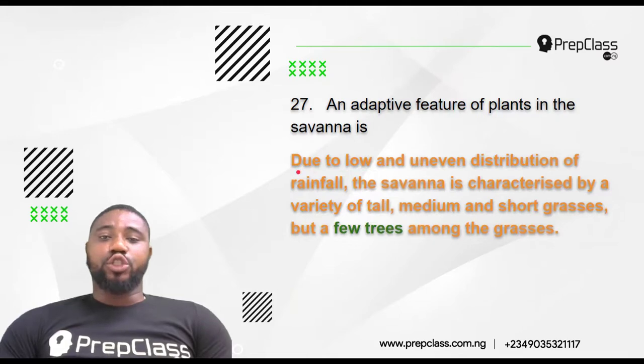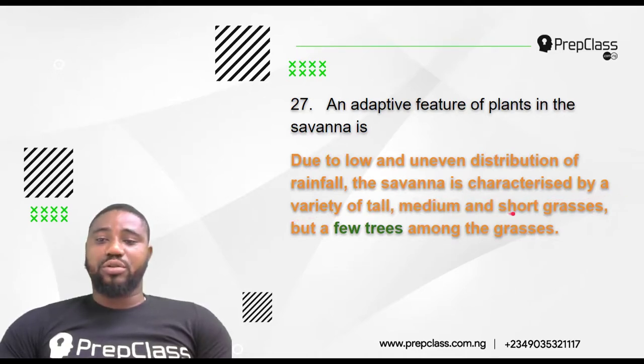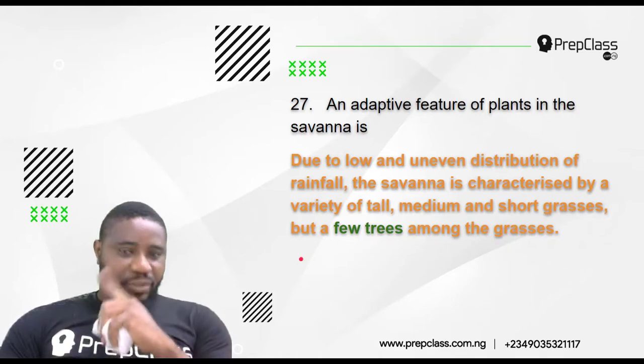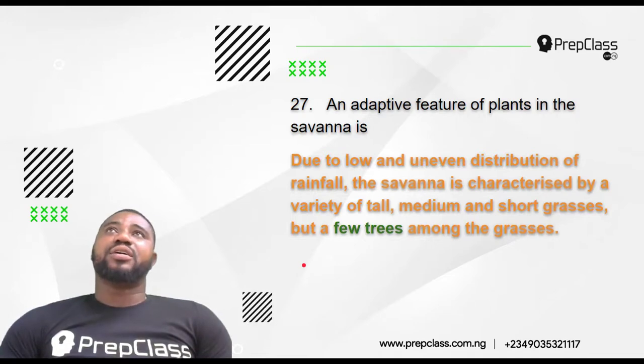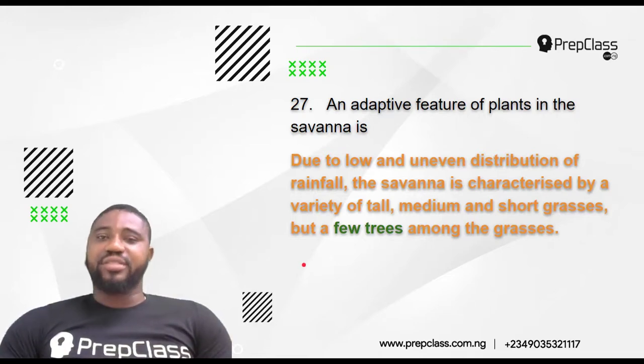Now I said that due to low and uneven distribution of rainfall, the savannah is characterized by a variety of tall, medium, and short grasses, but a few trees among the grasses. The savannah doesn't have consistent rainfall like the tropical rainforest, where rain can fall up to 10 months in a year, but usually has a low amount of rainfall. Remember I said in one of our videos that the amount of rainfall in a particular geological zone determines the kind of vegetation that will grow there.